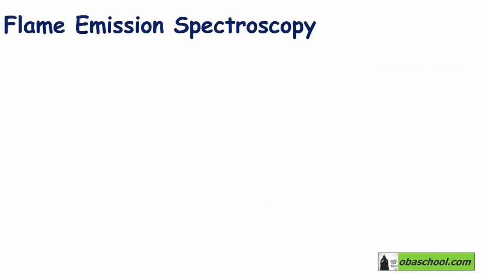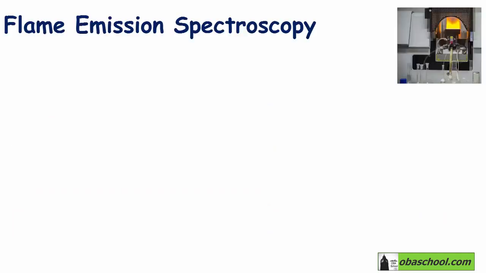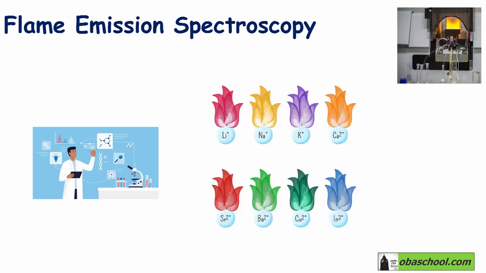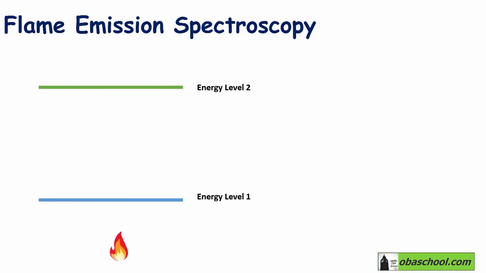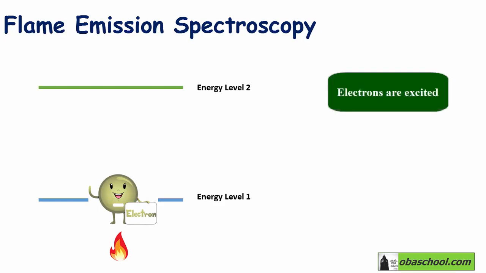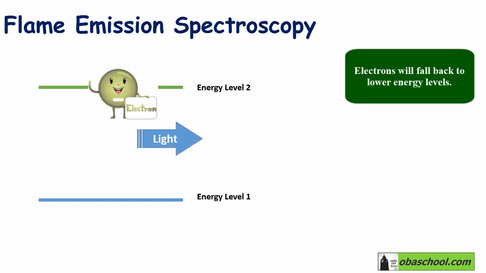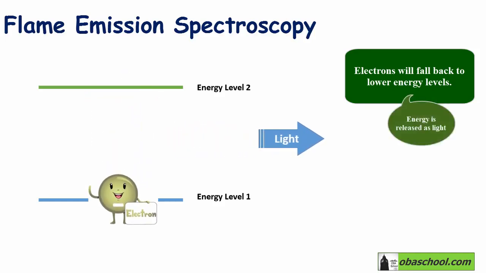And the results produced can often be interpreted only by comparison with data from known substances. Let's now describe flame emission spectroscopy, which is a common instrumental method. Chemists will use flame emission spectroscopy to analyze samples for metal ions. First of all, the sample will be heated in a flame. The flame will provide energy, and this energy will excite electrons in the metal ions, making them jump into higher energy levels or energy shells. And then, when the electrons fall back to the lower energy levels, the energy will be released as light.